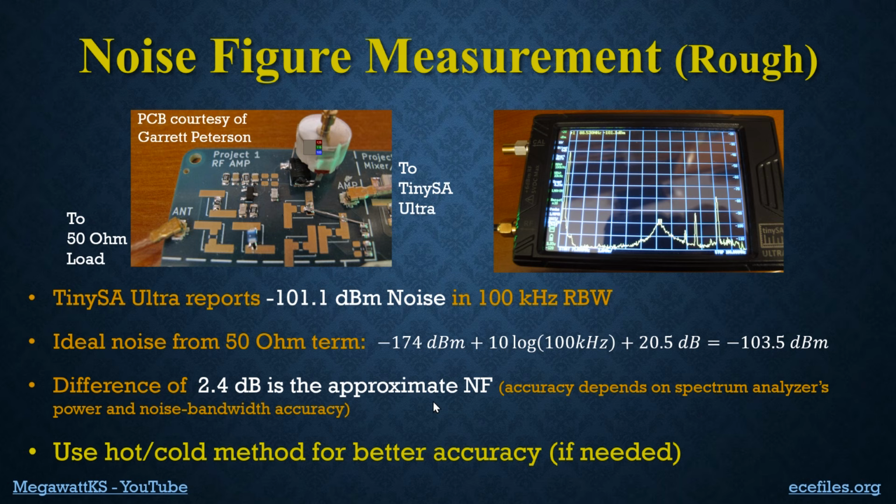Remember, the noise figure is how much the amplifier is degraded from its ideal. This is the approximate noise figure. Why is it approximate? Well, one is we're, again, trusting that this tiny SA power readout is accurate, and it's probably not real super accurate. It might be off by a few dB.